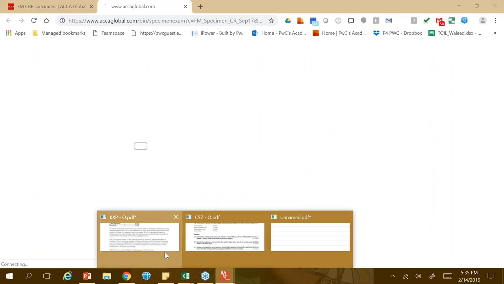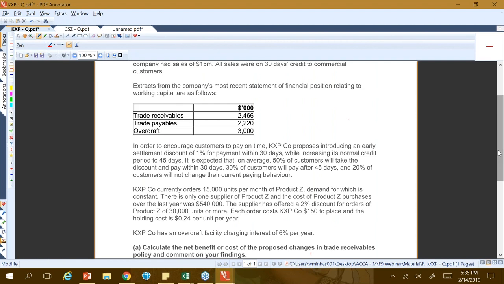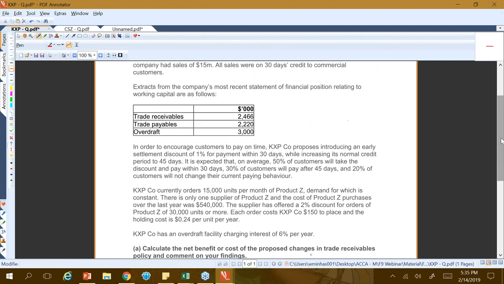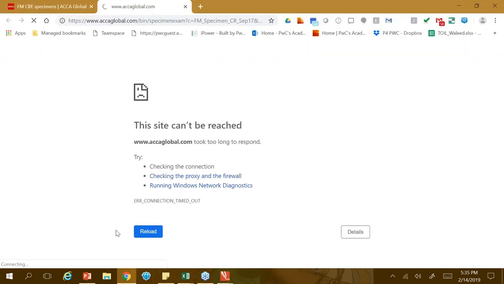So if you can go to extra constructed response questions, there's a question there called KXP. If you are not able to access that link, then it is already in the documents with this webinar, the KXP question. So we can just take it from there as well. I think the link is a bit down, so you can take the question from the documents with this webinar, the KXP question.